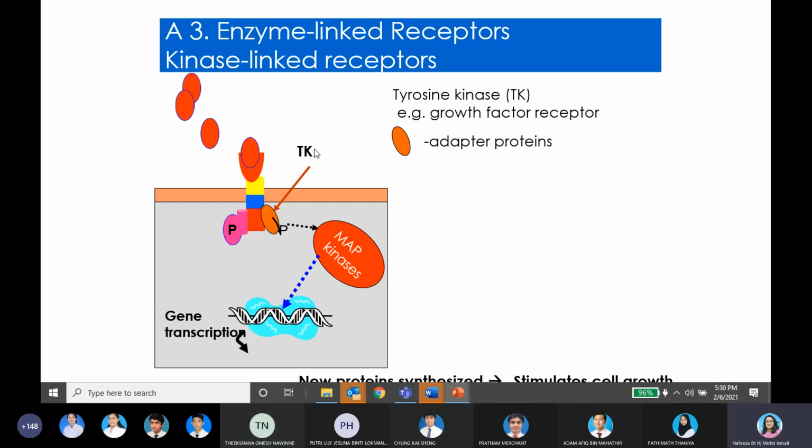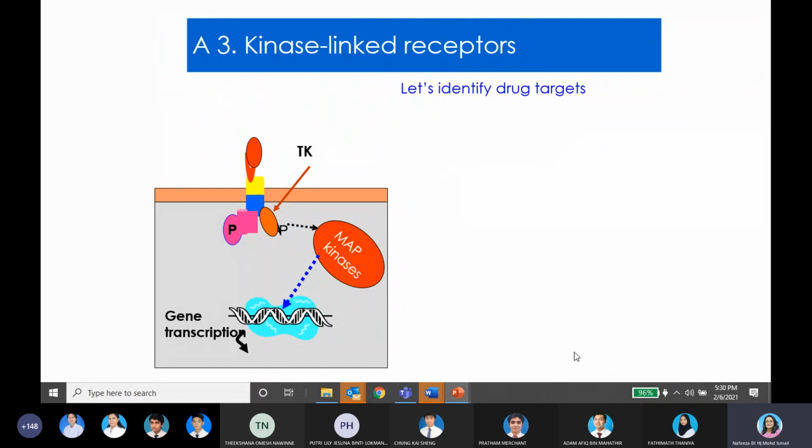Tyrosine kinase does all these things, ends in gene transcription, ends in stimulation of cell growth. There's a reason for stressing cell growth, because I want you to identify something. So let's identify drug targets. This is how drug development occurs. When you use an agonist, an effector molecule that stimulates the receptor linked to tyrosine kinase, it causes a cellular response, and this leads to stimulation of cell growth.